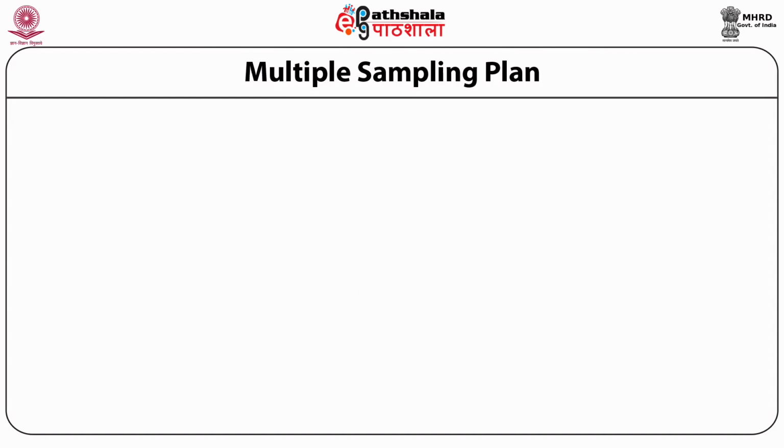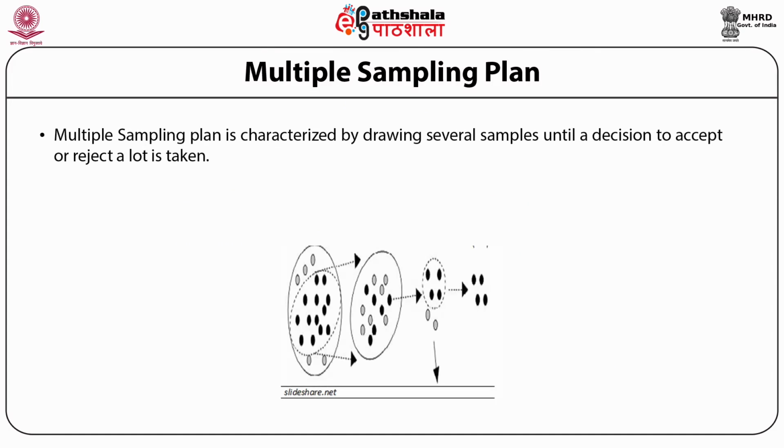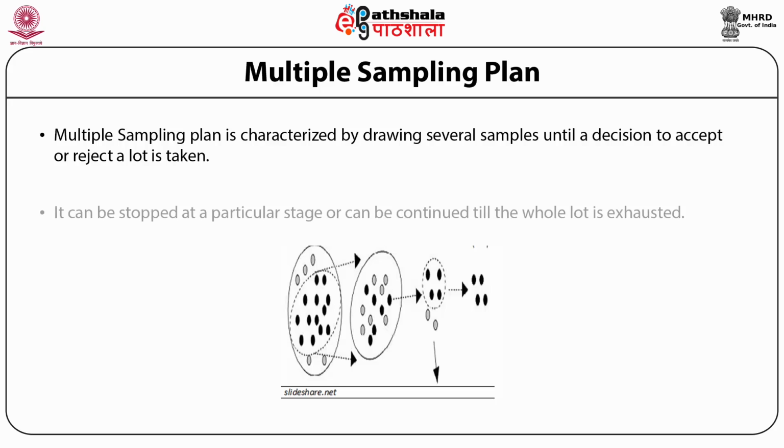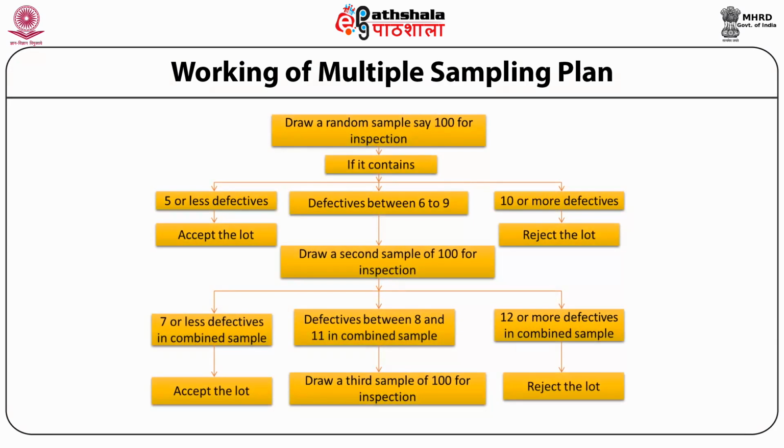Multiple sampling plan. A multiple sampling plan is characterized by drawing several samples until a decision to accept or reject a lot is taken. It can be stopped at a particular stage or can be continued till the whole lot is exhausted. Working of multiple sampling plan.